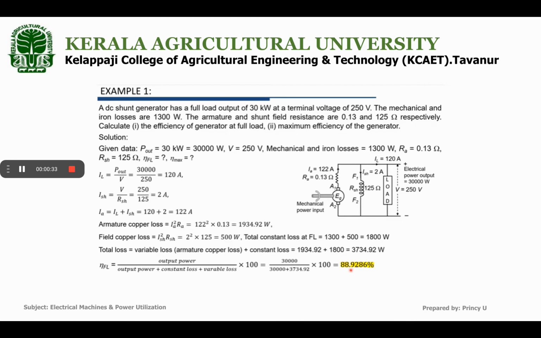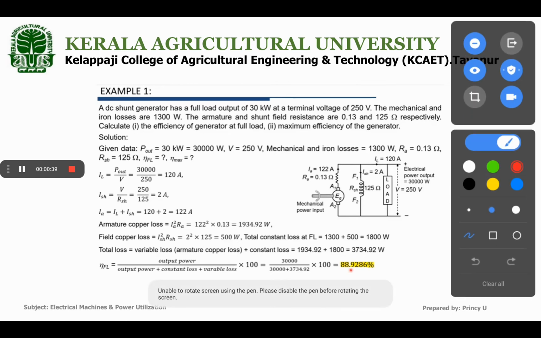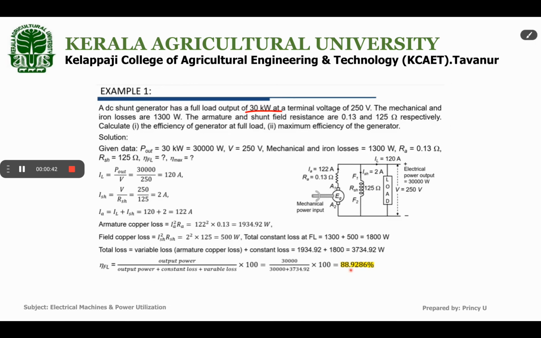A DC generator has a full load output of 30 kilowatt at a terminal voltage of 250 volt. Full load output means the output is given as 30 kilowatt. Normally we have to convert it into watts because voltage is given in volts, so we multiply by 1000 to get kilowatt to watt. And terminal voltage means the output terminal voltage V.